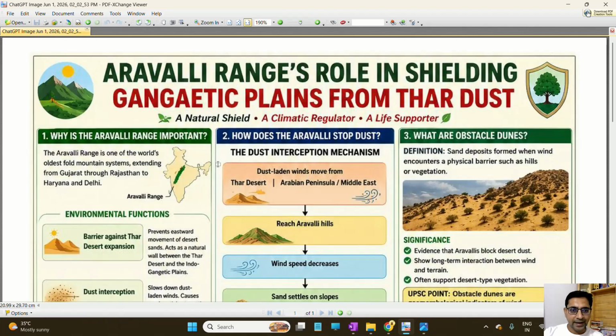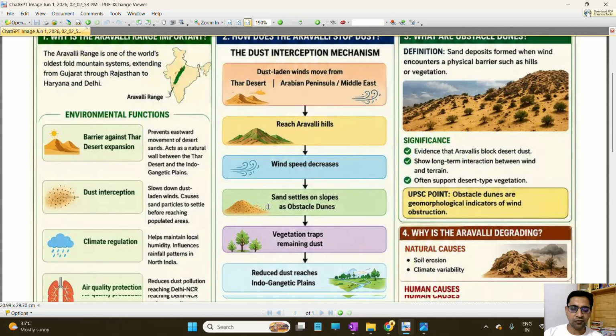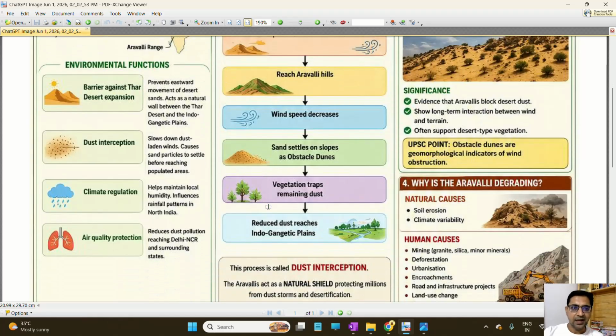Okay, so why is the Aravalli Range important? The main reason is that it is one of the oldest fold mountain ranges, extending from Gujarat through Rajasthan to Haryana and Delhi. So how does it function environmentally? First of all, the Aravalli Range acts as a barrier against Thar Desert expansion. It prevents the eastward movement of the desert sands.